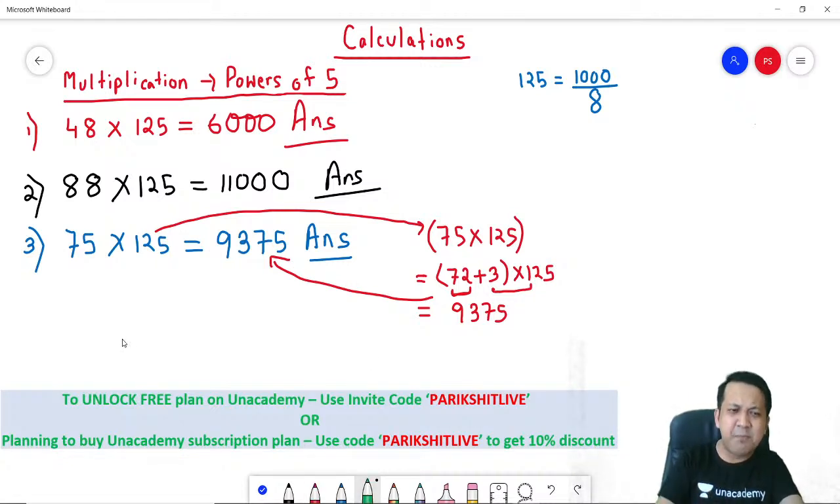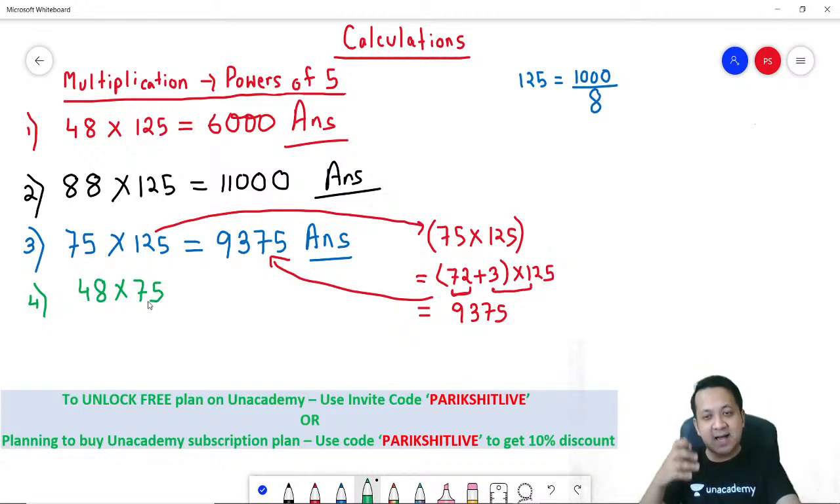Similarly, if you have another number, even if it is not a power of 5, think about it. Let's say you have 48 into 75. You can easily get this answer. How? Because you know the shortcut for 25.